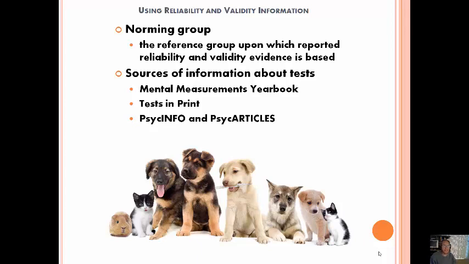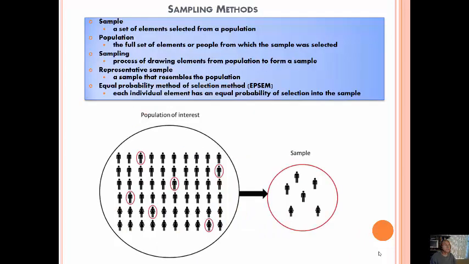Sources of information about tests. Again, you can look into all kinds of sources. The Mental Measurements Yearbook has sources for almost all the tests in print. And I think I mentioned in an email that we would look in psych articles. You can find almost any test that's given and how it was given in either PsycINFO or psych articles.